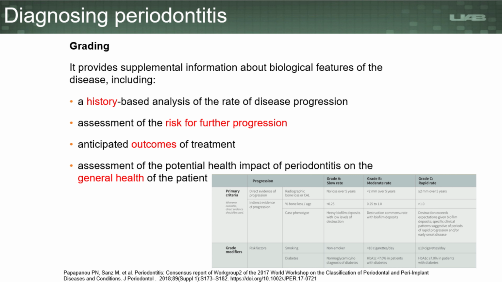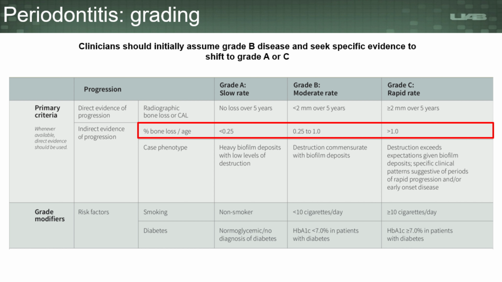So in the grading, we are looking at how much bone you have lost over a period of time. That is very easy to do if you have a set of x-rays at baseline and a set of x-rays at follow-up. And here we define a rapid rate of progression to be greater than or equal to 2 millimeters over a 5-year period. A slow rate is really no progression or very limited progression, whereas less than 2 millimeters would be a moderate rate of progression. Again, these numbers were somewhat arbitrarily picked, but they give us a great guide.